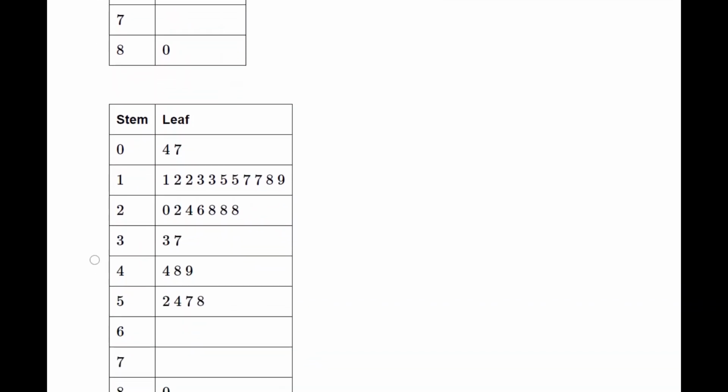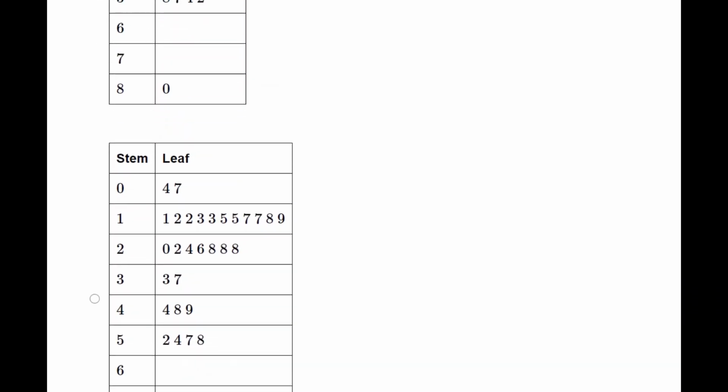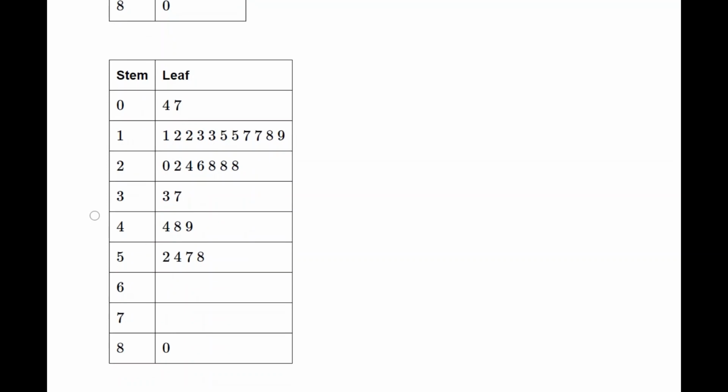Okay, now we look at the next option, in which the 0 stem has leaves 4 and 7, which is correct, and the stem 1 has also its leaves in correct order, stem 2 as well, 3, 4, 5, they are all written in the correct order. Now I'll leave it to you to check if all the entries have been covered in the leaves. Please do that now.